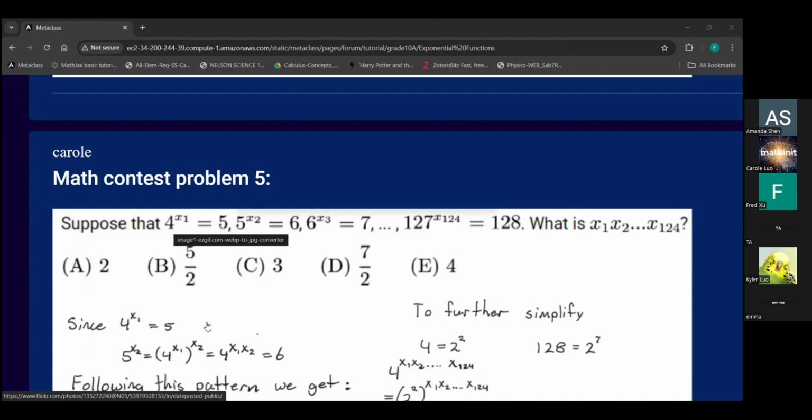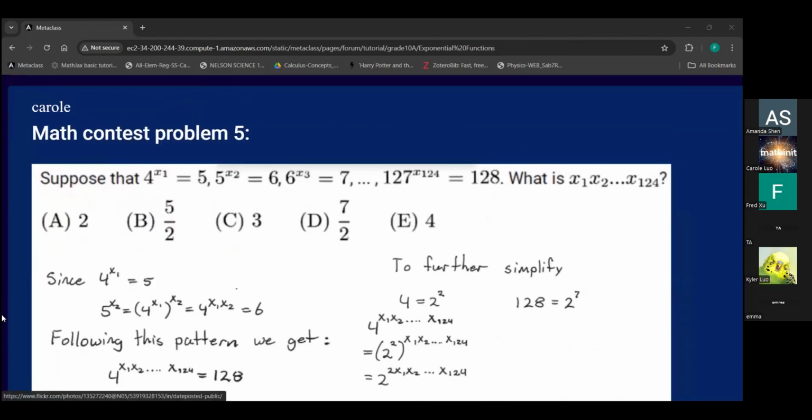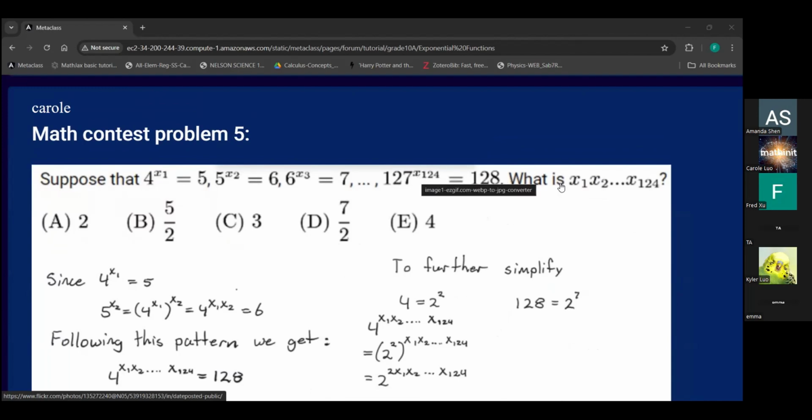Okay, the 2 minutes are up now. Okay, so we have this question over here. I'll reread it. Suppose that 4 to the power of x1 is equal to 5, 5 to the power of x2 is equal to 6, so on and so forth, all the way until 127 to the power of x124 is equal to 128. They're asking for this right here. What is the product of this?